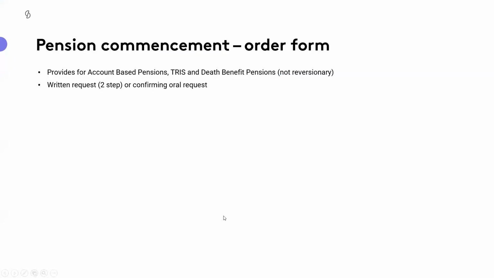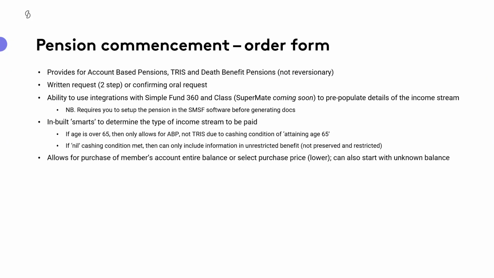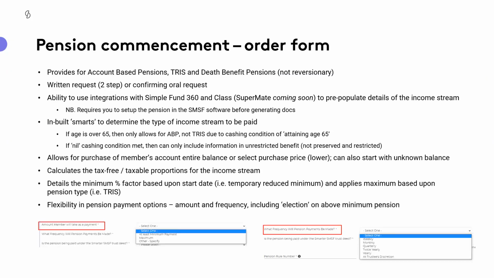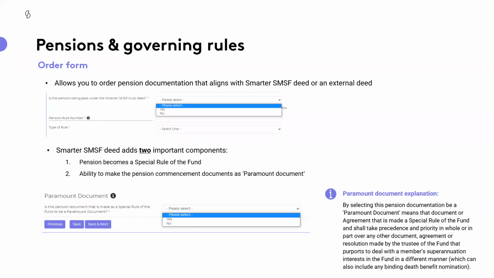So let's go now across and look at just this ordering process, as I said. There are a number of smarts as we've gone through here. We've got the ability to use the integrations. We can choose whether we want to start it as 1 step or 2 steps. We do all the calculations, as you can see within there, and you've got a lot of flexibility in payments and the elections, as we spoke about as well. We have the ability for you to choose whether it aligns under the Smarter SMSF deed or with an external deed, and it gives you some of those key features that are unique to Smarter SMSF when compared to others in the marketplace today.